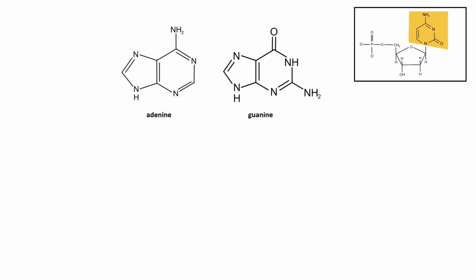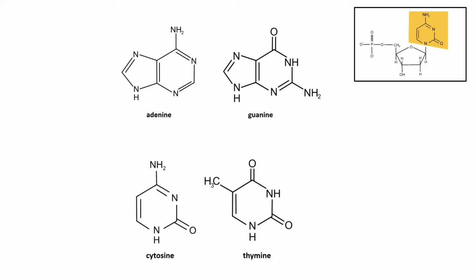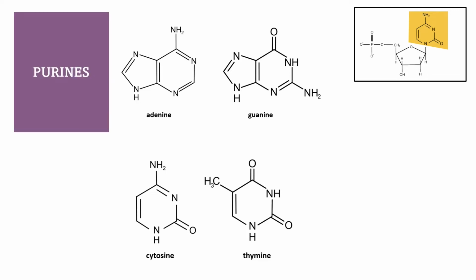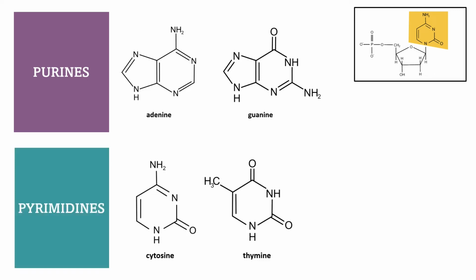There are 4 different bases in DNA: adenine, guanine, thymine, and cytosine. Adenine and guanine are double-ring bases that we call purines. Cytosine and thymine are single-ring bases that we call pyrimidines. So together, these 3 components, deoxyribose, base, and a phosphate group, form the basic DNA subunit, a nucleotide.